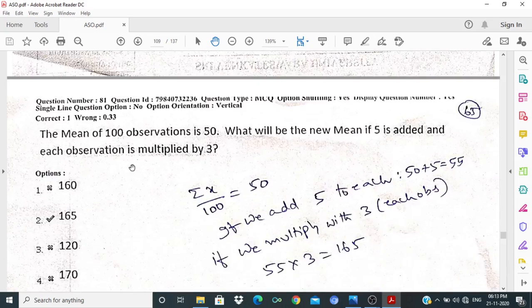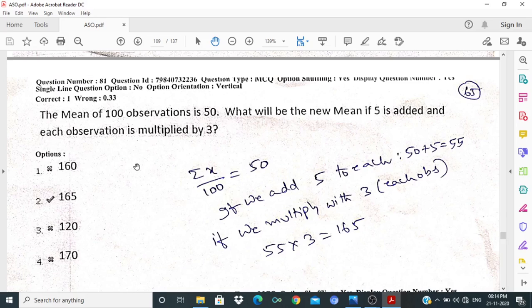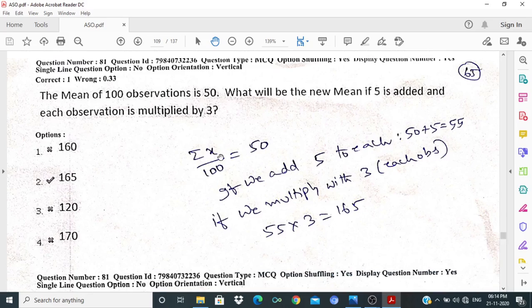The mean of 100 observations is 50. What will be the new mean if 5 is added to each observation and each is multiplied by 3? Sigma x by 100 is equal to 50. If we add 5 to each number, the mean becomes 55. Multiply with 3, 55 into 3, that is 165.